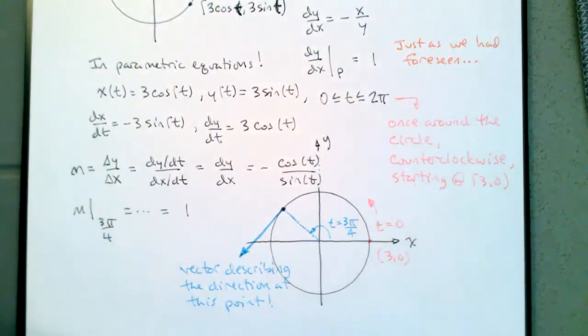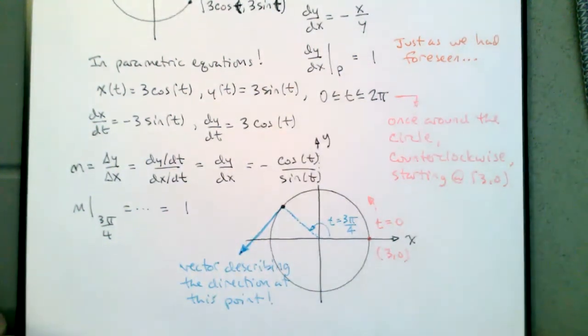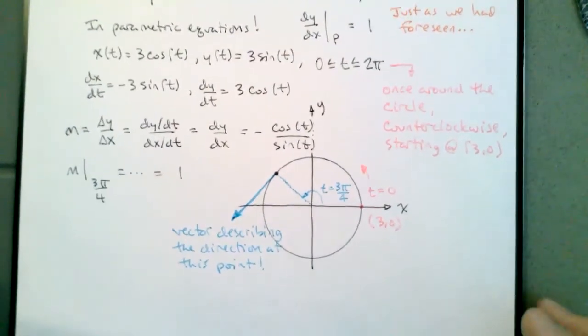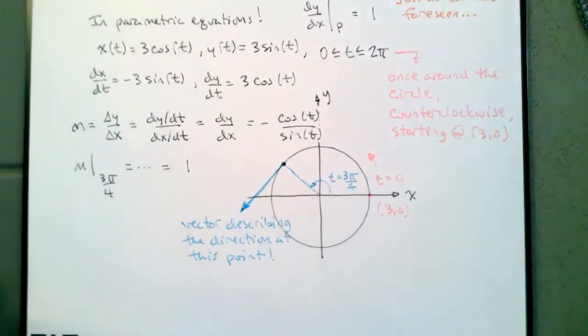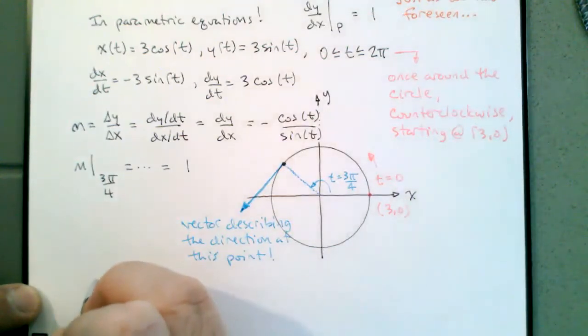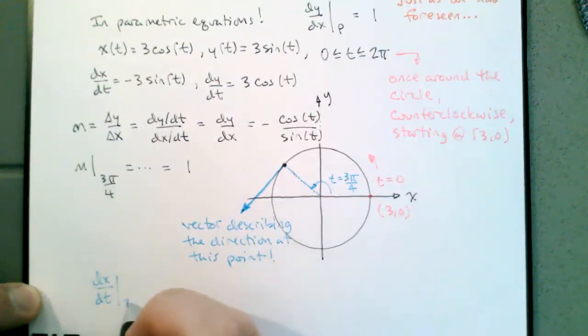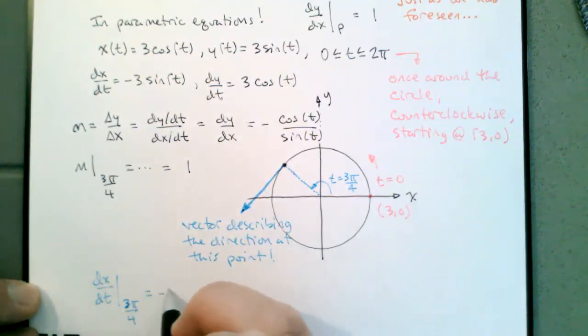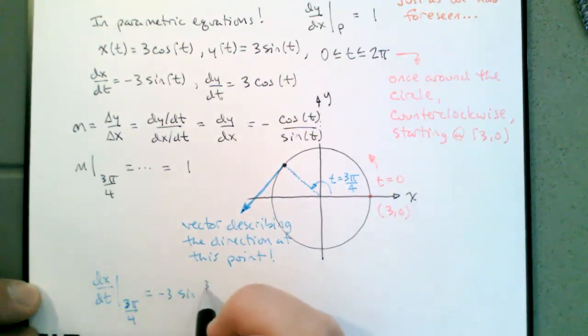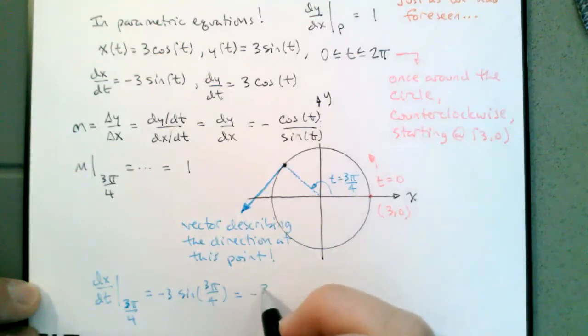So we can describe how x is changing at that point. So dx/dt when t is equal to 3 pi over 4 will be -3 times the sine of 3 pi over 4, or -3 root 2 over 2.